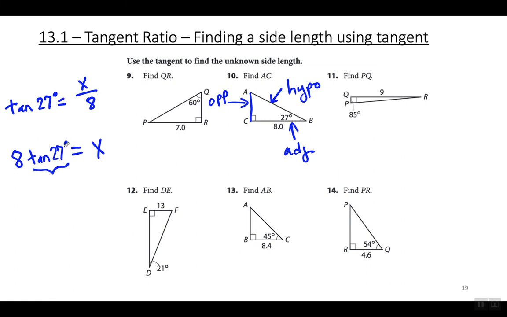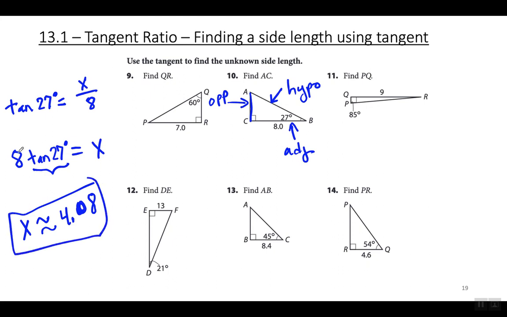So in your calculator, do 27 tan times 8 equals, and that'll give you the answer. 27 tan times 8 equals, and your answer is approximately 4.08. 4.08 is the answer you get.